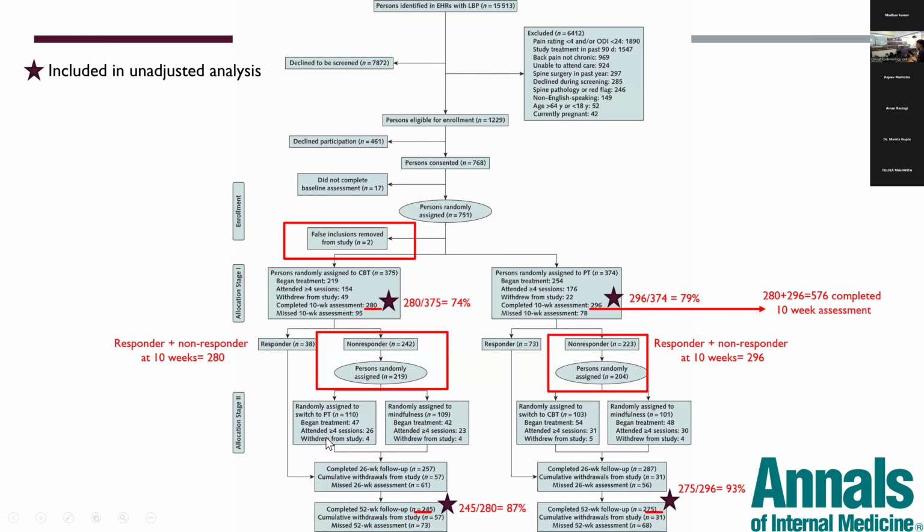So, for the 52-week follow-up, they took responders and those who completed everything here, and they came up with 245 people. So, that is 245 out of 280, that is 87%. And here they took people who finished everything at 52 weeks and the responders. So, that is 275. So, that is 93% of the people.